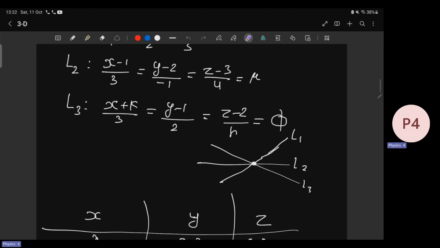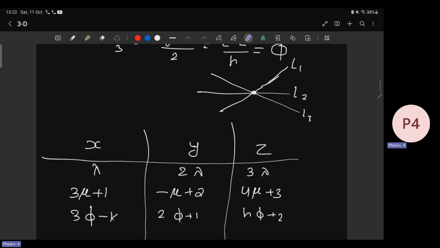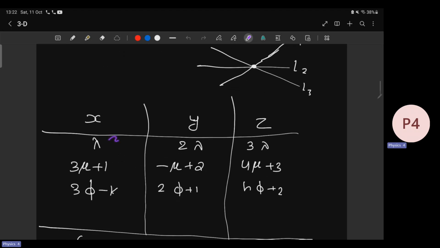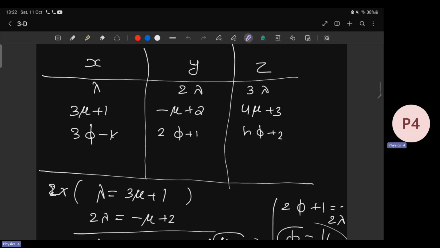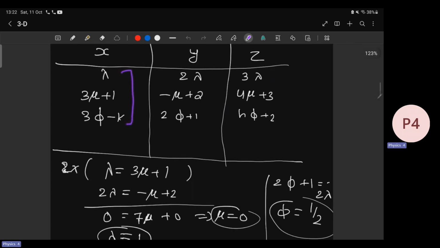And similarly, from line 3, we will get the x coordinate 3 phi minus k, y coordinate 2 phi plus 1, and z coordinate h phi plus 2. All right. These are the coordinates x, y, and z written in parametric form. For these three lines to be concurrent, all these three x has to be same, all these y has to be same, and all these z has to be same.